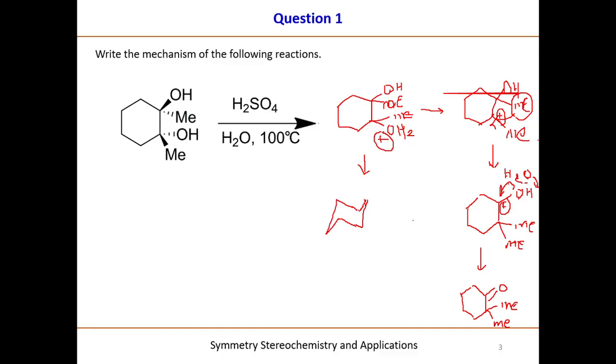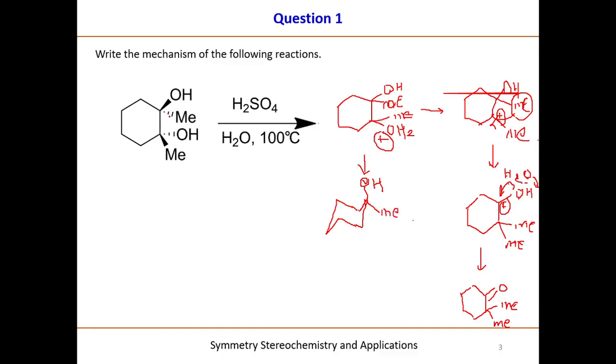This is a chair conformation. So here we have an OH group on the axial position, I am drawing it. On the axial position, OH group. So the OH and Me group here are in opposite directions. So on the equatorial position we have the methyl group, correct?